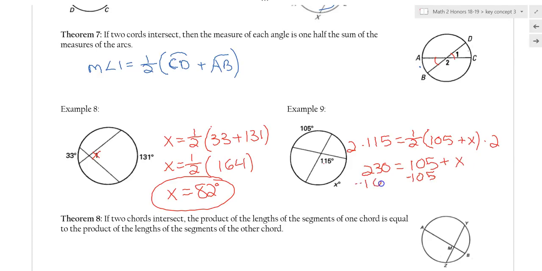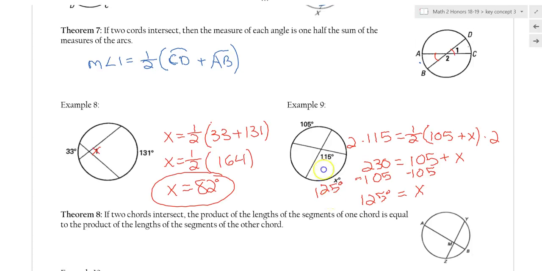Then I'm going to subtract 105, which is 125 degrees. And that's it for that theorem. So those are somewhat simple.